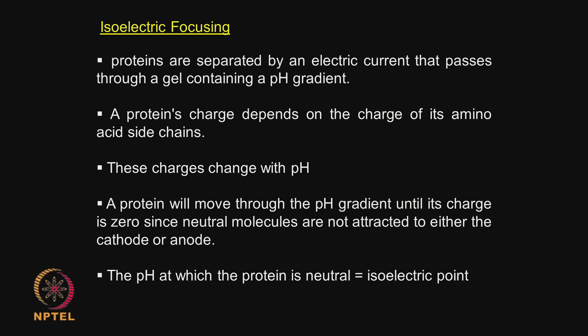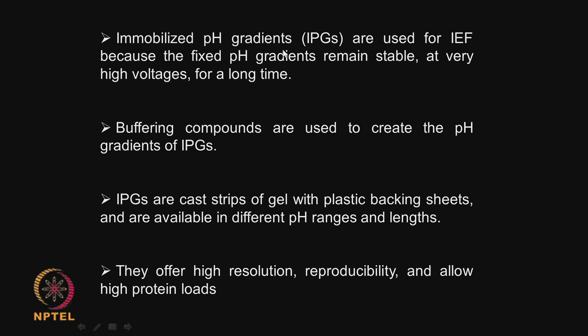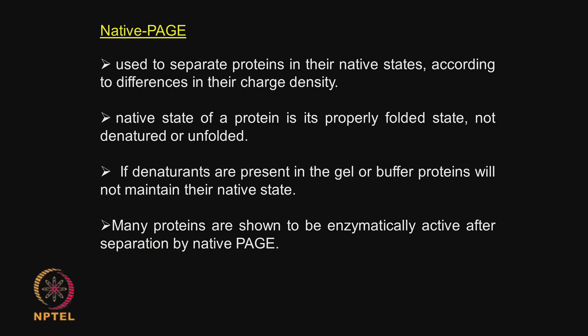So, if you have proteins with different isoelectric pH, they will move in a pH gradient and then stop as soon as they reach a neutral charge condition. Immobilized pH gradients are used for isoelectric focusing because the fixed pH gradients remain stable at very high voltages. Buffering compounds are used to create the pH gradients. Immobilized pH gradients are cast strips of gel with plastic backing sheets. They offer high resolution and reproducibility, and allow high protein loads.